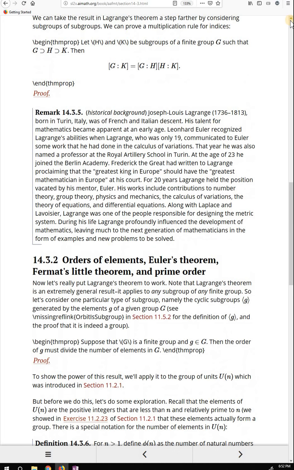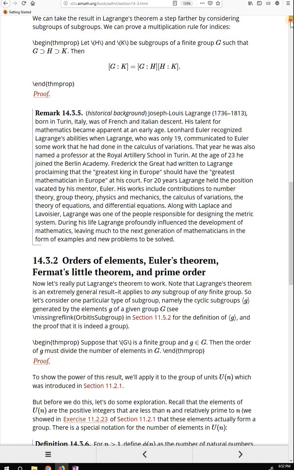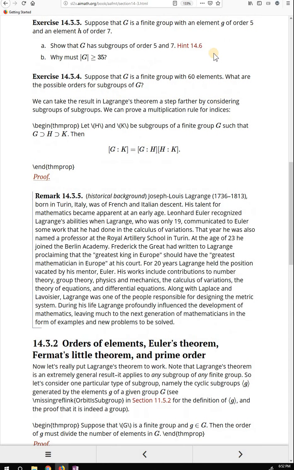All right, so what does yours say? When's the exercise? It's a little bit up. This one here? 1433. Okay. Suppose G is a finite group with an element g of order 5 and an element h of order 7.